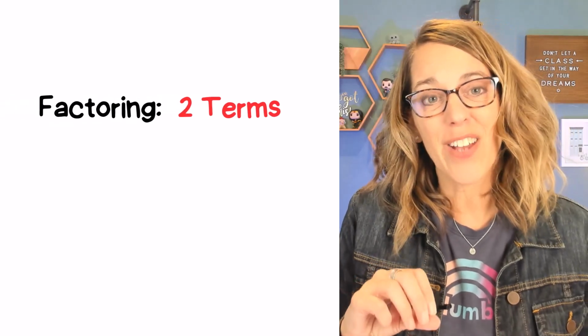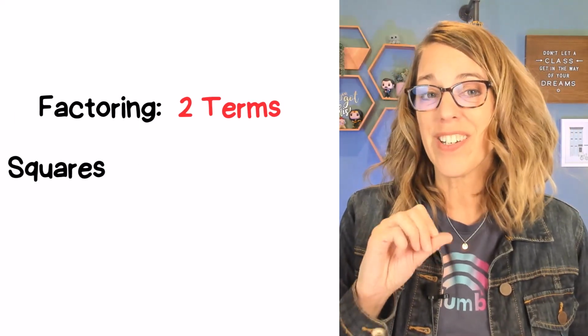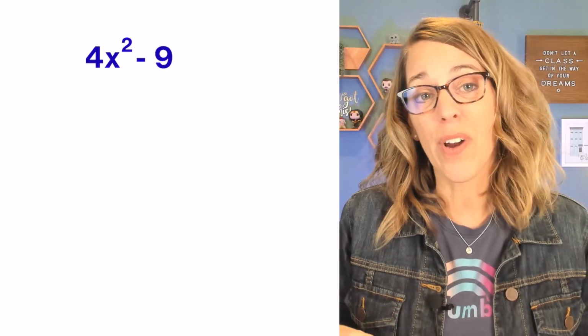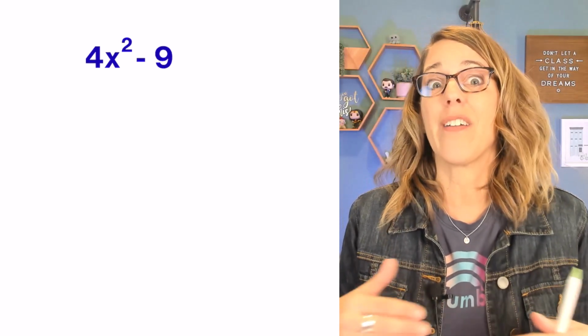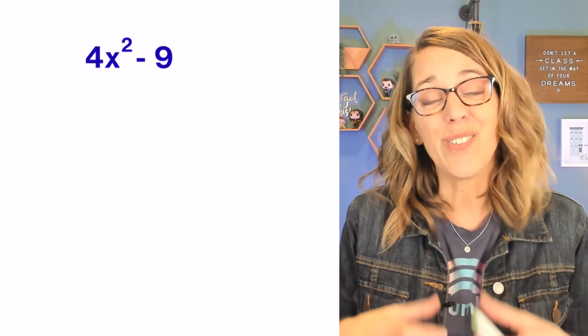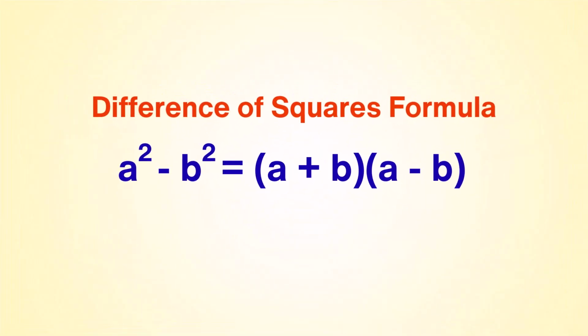We're going to take a look at factoring two terms that are differences of squares. And we're going to start with this example. I've got 4x squared minus 9. Notice how everything is squared. For difference of squares, we get to use this formula: a squared minus b squared is equal to this factorization, a plus b times a minus b. All we have to figure out are the values of a and b.